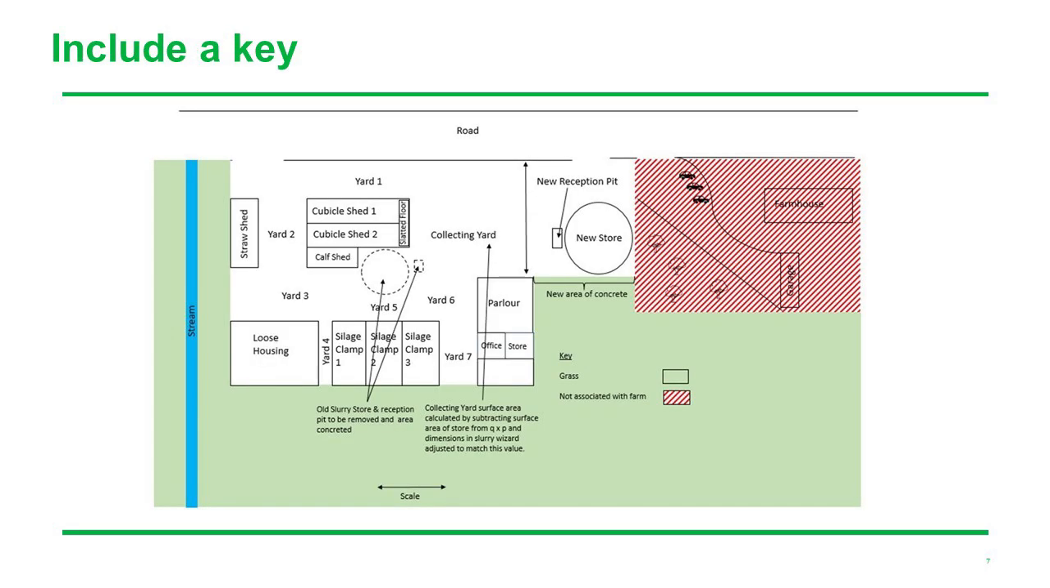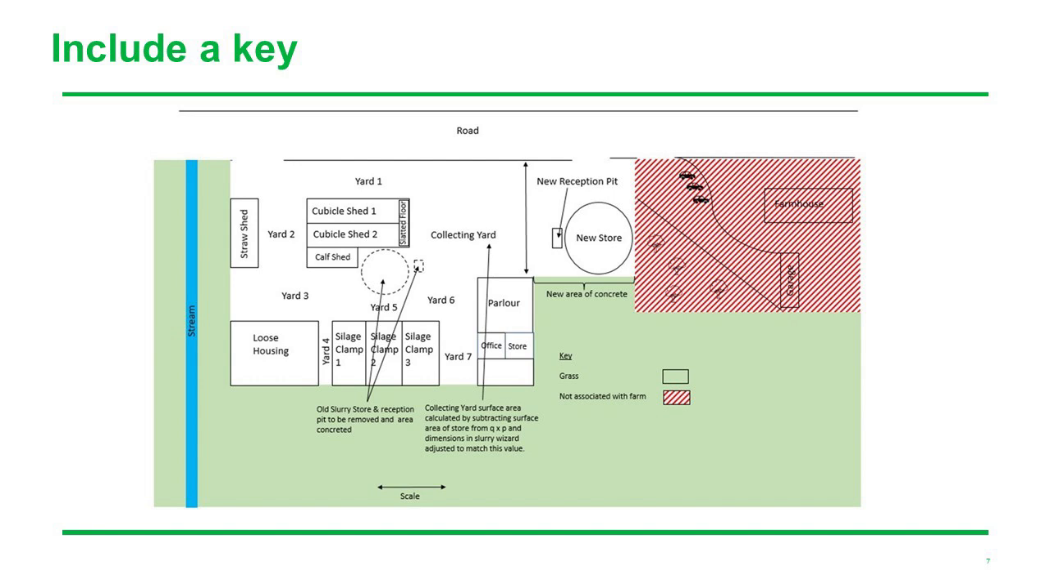It must be clear on the site plan what any other symbols, colours or patterns utilised to display information mean. To do this, you must include a key, either on the site plan or accompanying it. This image shows that the key has now been included.